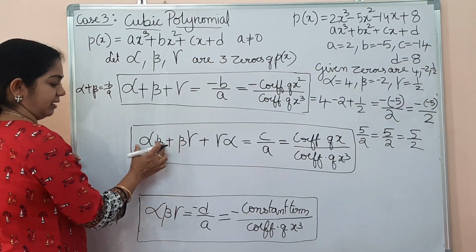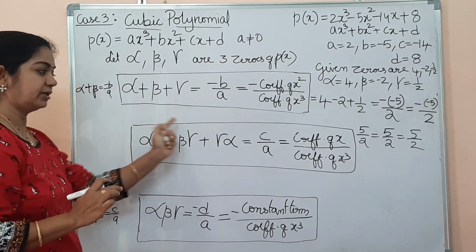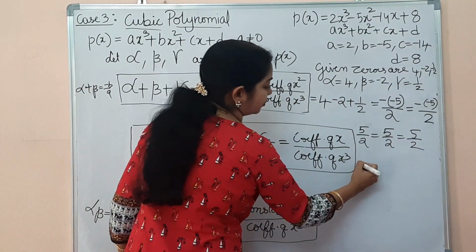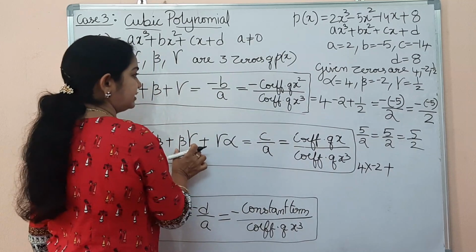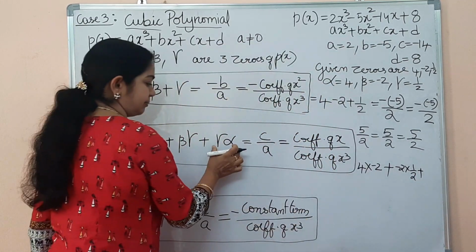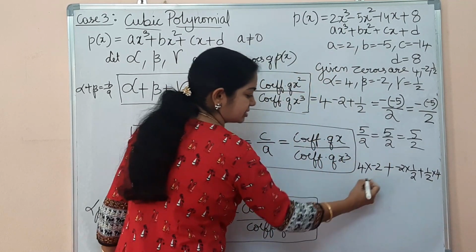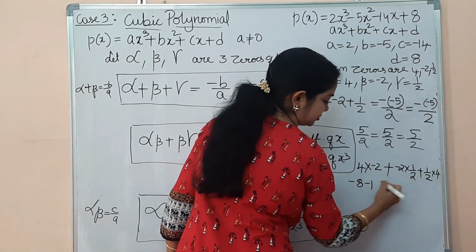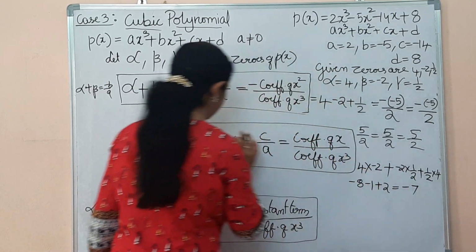Now let's see the next one: alpha beta, beta gamma and gamma alpha. This is the sum of the product of the zeros taken twice at a time. Let me take alpha beta: alpha is 4 into beta is minus 2, plus beta gamma: minus 2 into 1 by 2, plus gamma alpha: 1 by 2 into 4. We'll do the product first: minus 8, minus 1 and plus 2. So it comes to minus 9 plus 2, so that is minus 7.